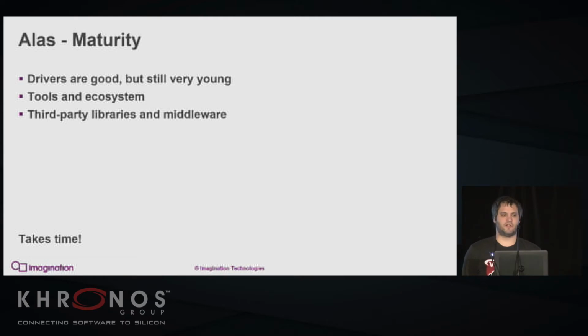And the same is true of third-party library middleware. I can go and type into Google or Bing, whatever your favorite search engine is, I want a font rendering library for OpenGL, and you're probably going to get quite a few hits. For Vulkan, not so true. And again, this is a question of time. Either you can wait for all these things to mature, or you can invest your own developer time into it.